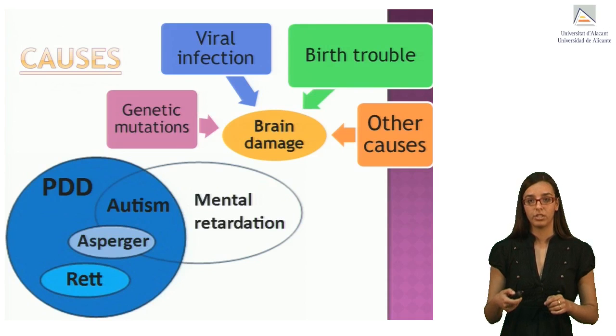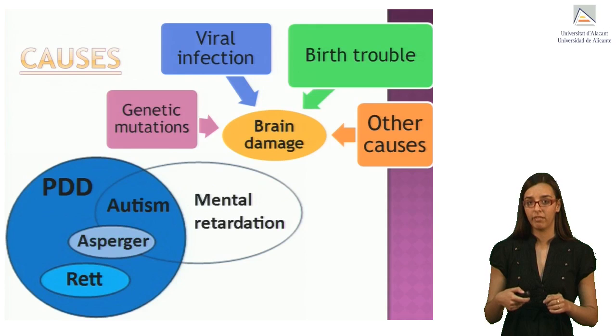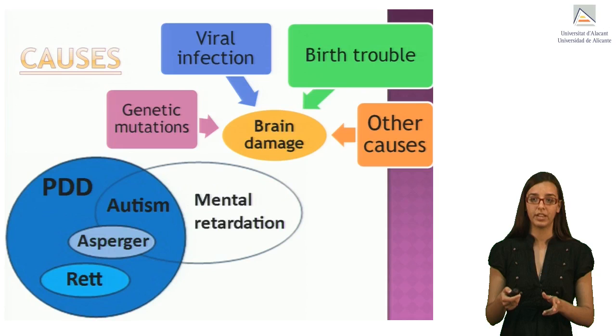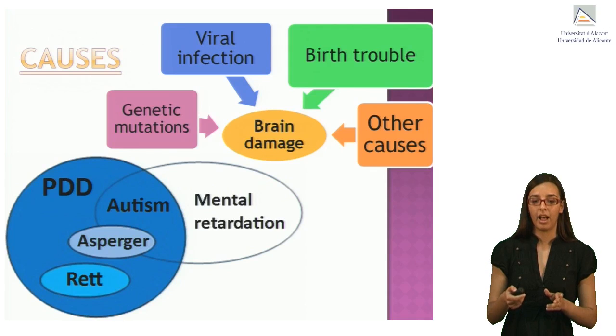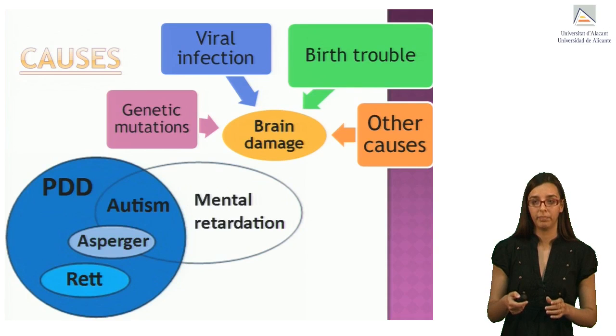Other theories, such as the viral infection, may also be a good explanation, but they still need further investigation. The viral infection, for example, may have an effect on the normal development of the central nervous system.